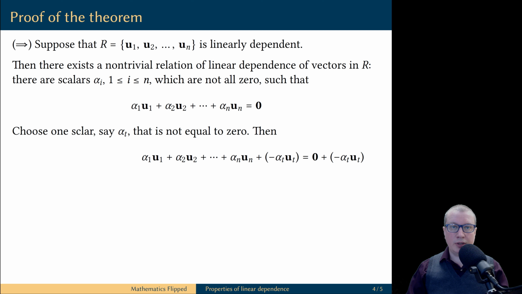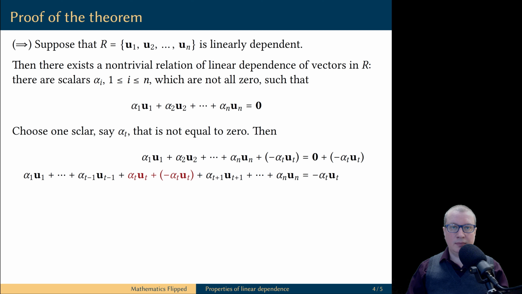Then I'm going to take the given relation of linear dependence and add the negative of vector alpha t u t to both sides of this equation. On the left-hand side, we are going to use the commutative property of vector addition to take this newly added vector and move it right next to the vector alpha t u t. On the right-hand side, we are going to use the property of the zero vector, so that it simply disappears from this equation.